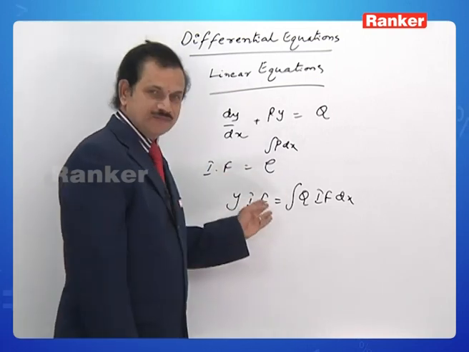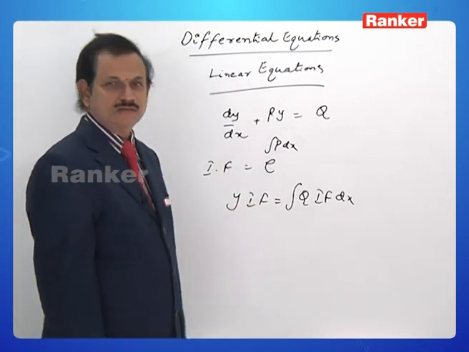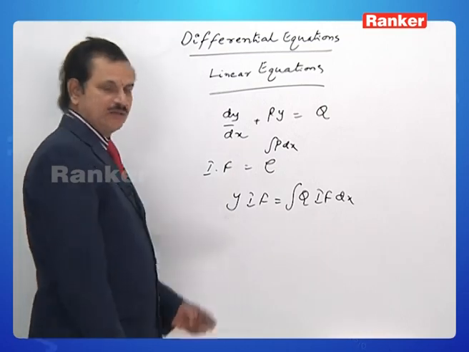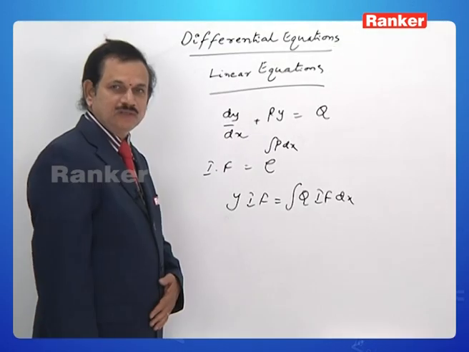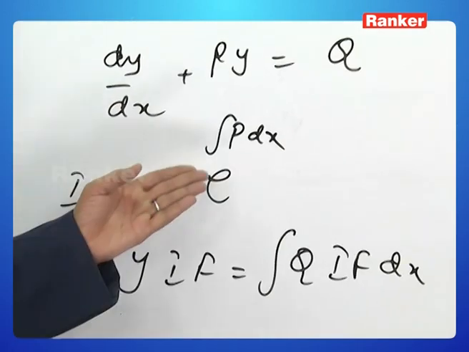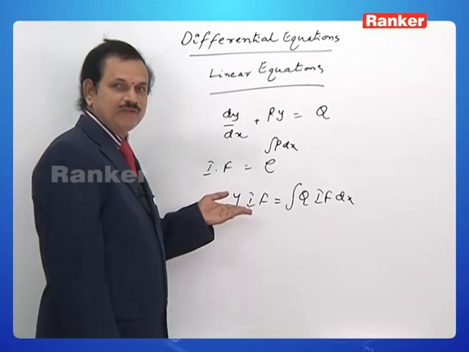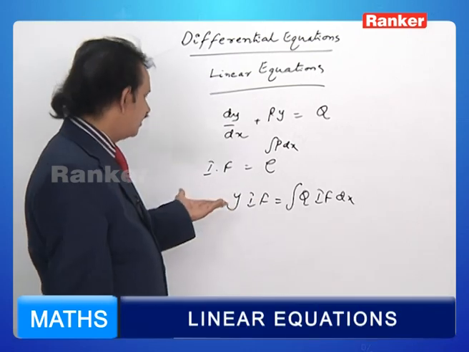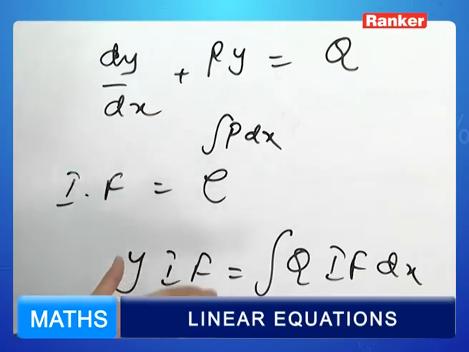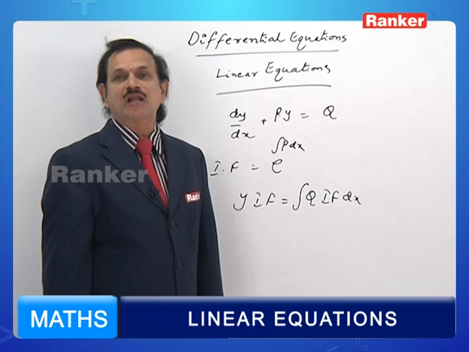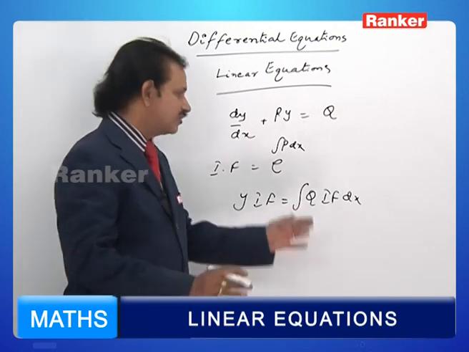This gives the method of solving. In this method of solving, we have only 2 steps. In step 1, we get the integrating factor, and in step 2, that is the last step, we write the solution directly as y into integrating factor is equal to integral of q into integrating factor dx.